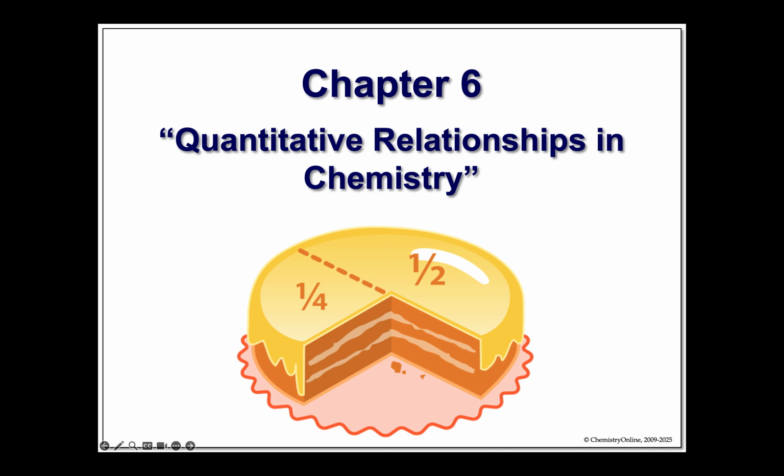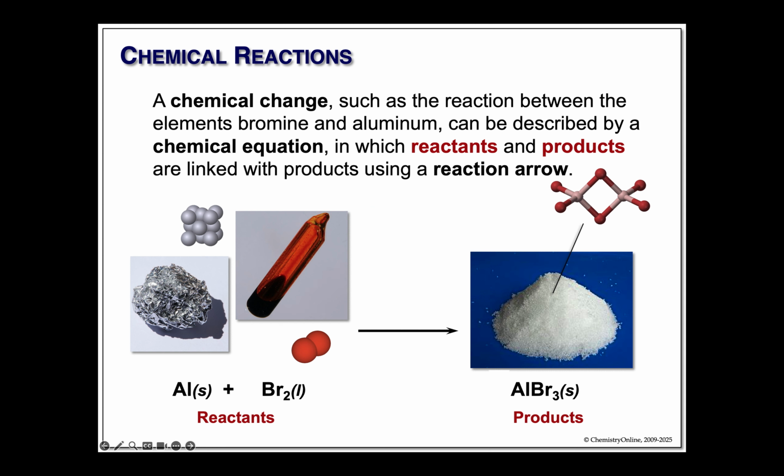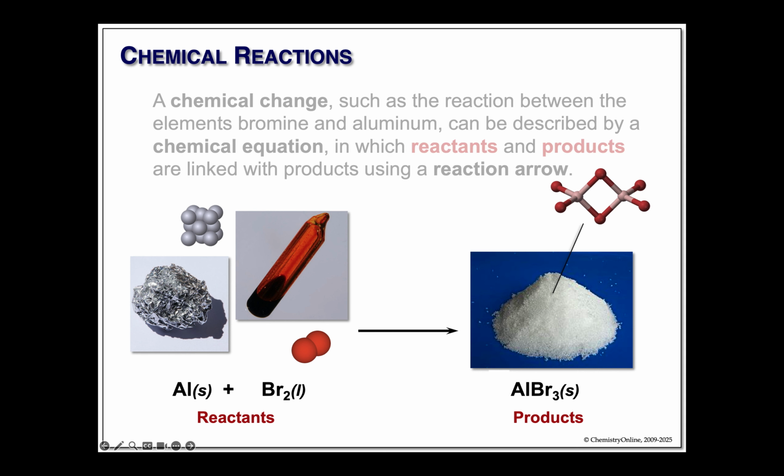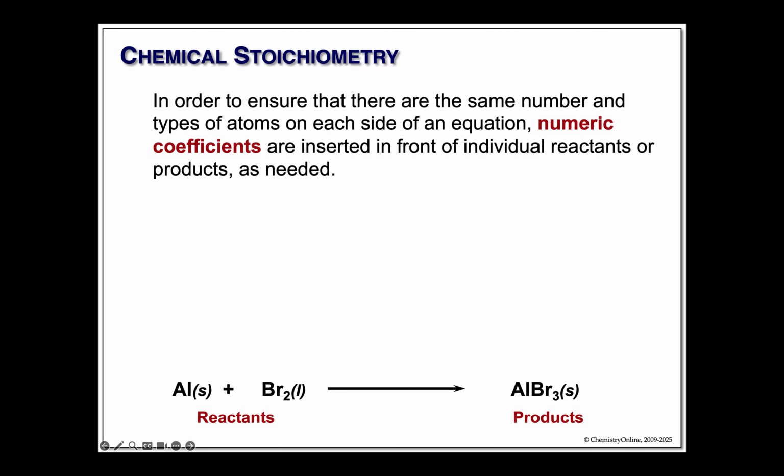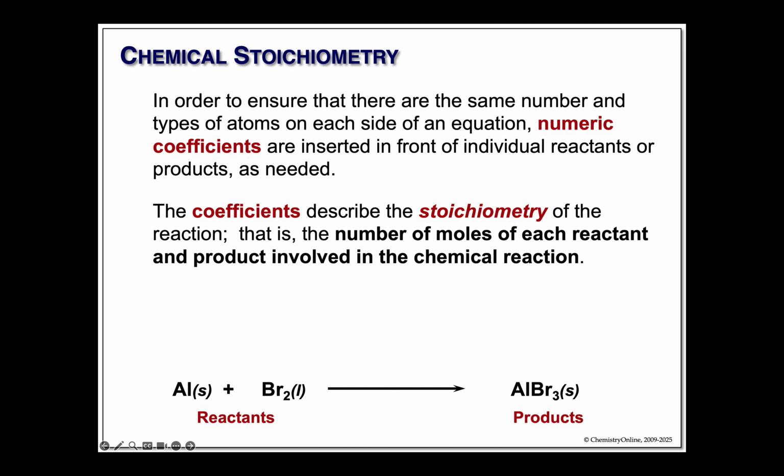So let's go ahead and back up a little bit. We have talked a lot about chemical reactions now. Going from reactants to products, connected by a reaction arrow, which we said had the properties of an equal sign. Same numbers and types of atoms on both sides. Now, in order to ensure that, we insert numeric coefficients, usually integers, and the coefficients define the stoichiometry of the reaction.